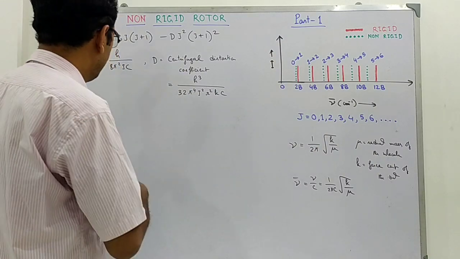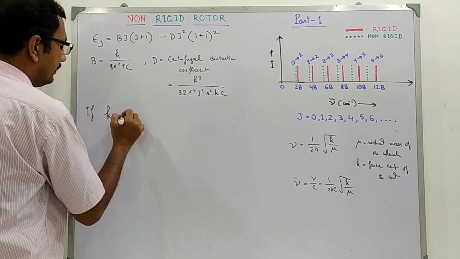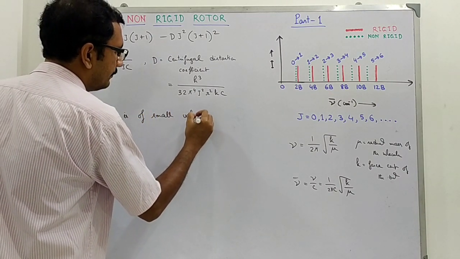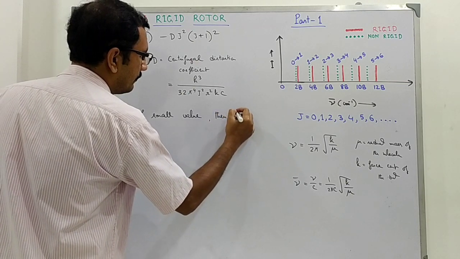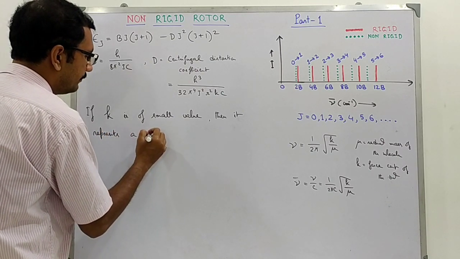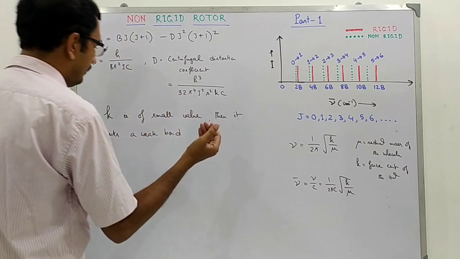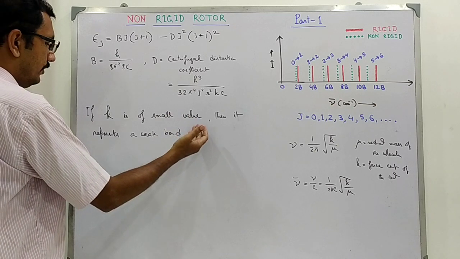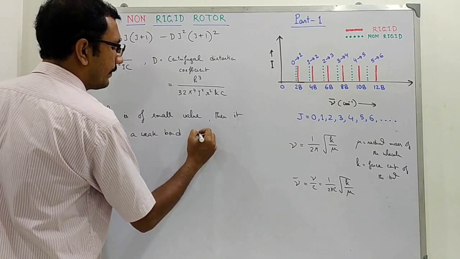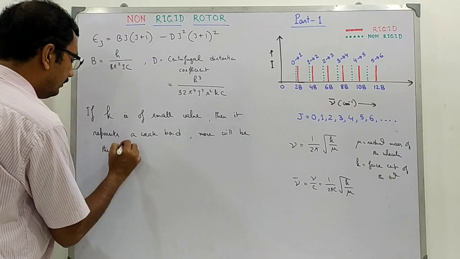So, if k is of small value, then it represents a weak bond. Force constant is of less value, small value, so that will represent a weak bond, and if the bond is weak, more will be the distortion.